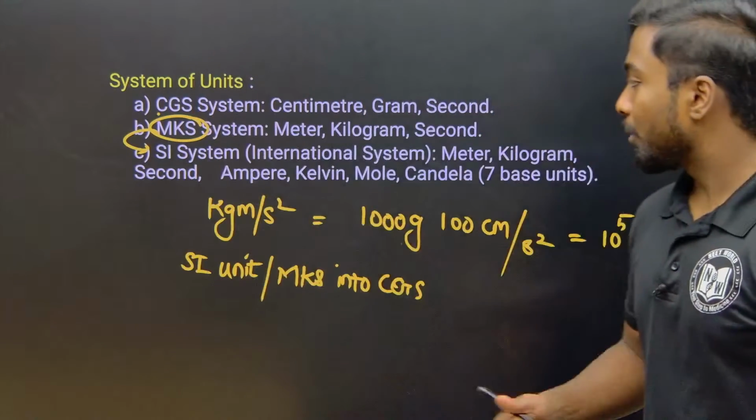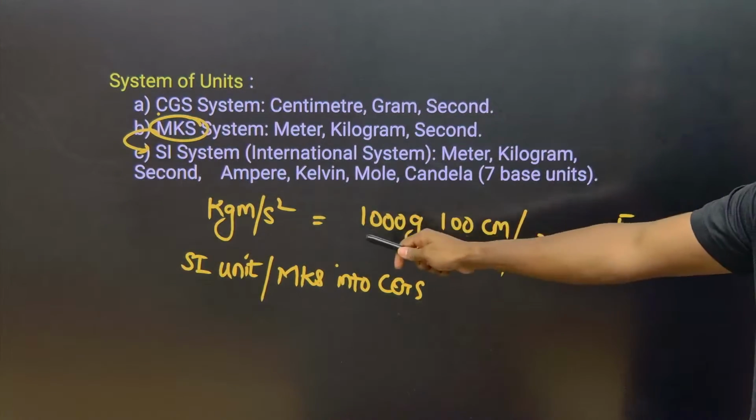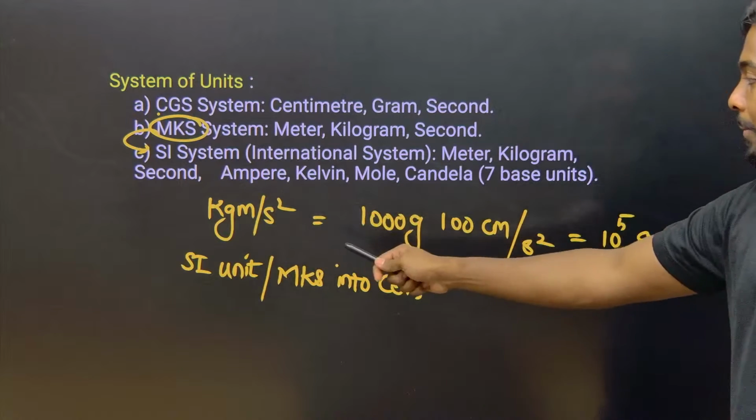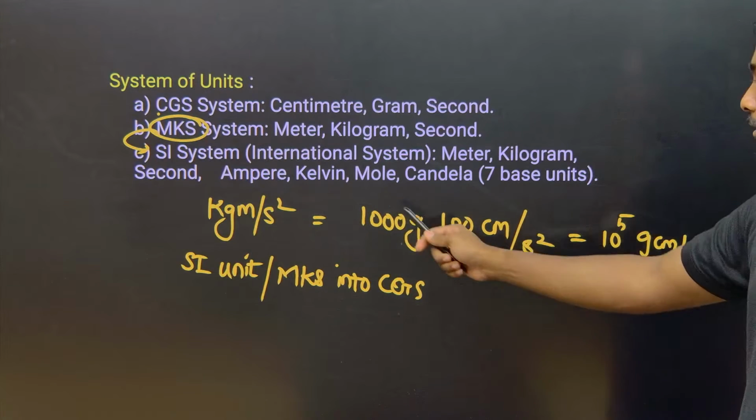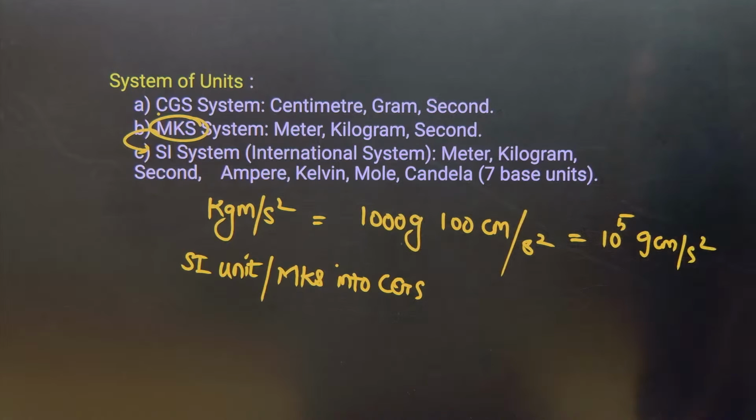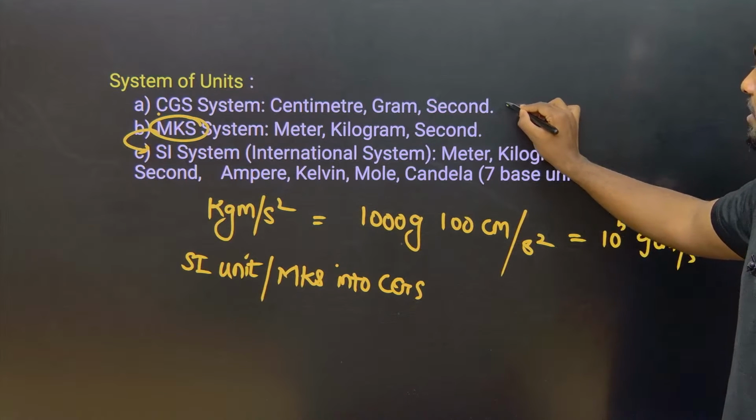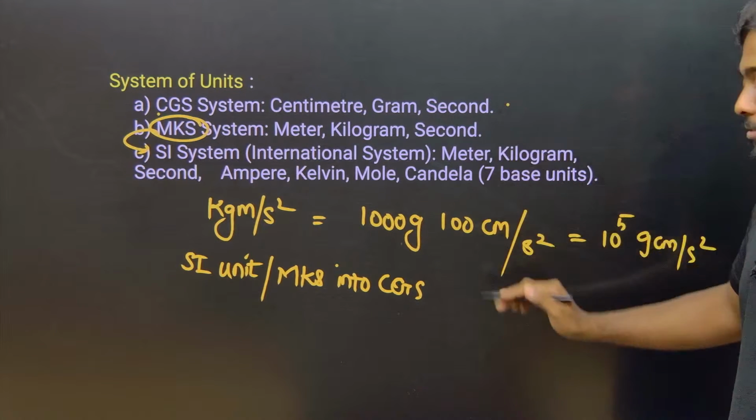Conversions I can do easily, no. So 1 kg equals 1000 grams, 1 meter equals 100 centimeter, seconds as it is. Okay. So there are 2 units, one is CGS, one is MKS.